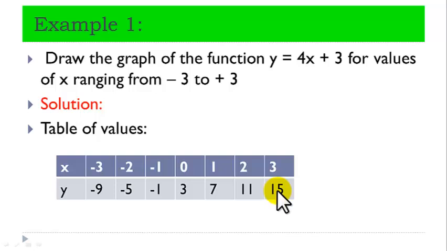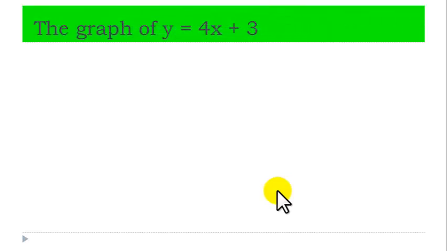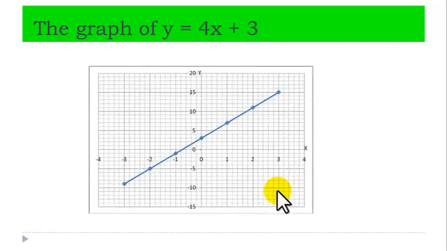Having obtained the table of values for this graph, we can then plot the graph of y on the vertical axis and x on the horizontal axis. So the graph is as shown here. It's a straight line graph. So this straight line is the graph of y equal to 4x plus 3.